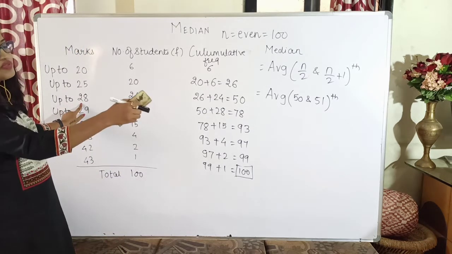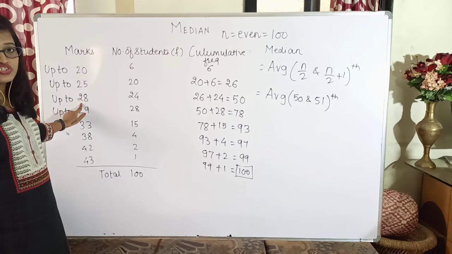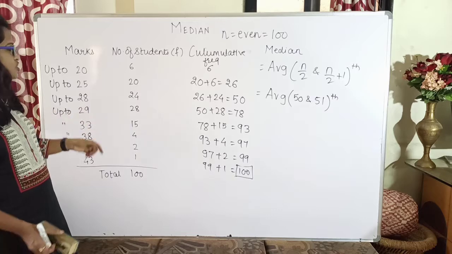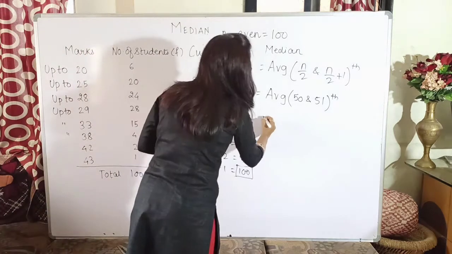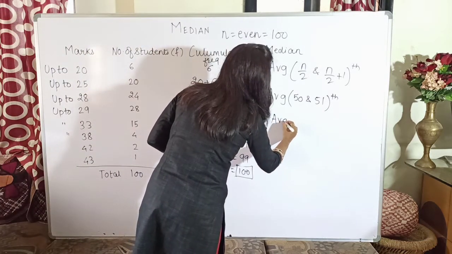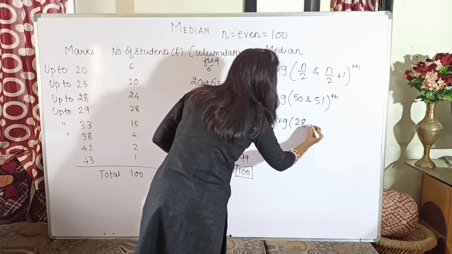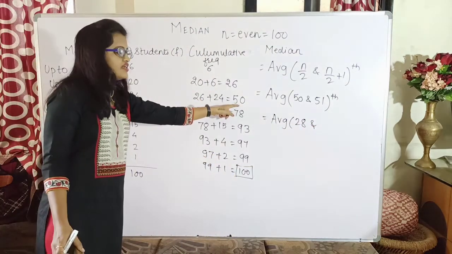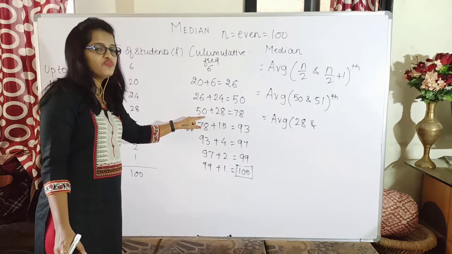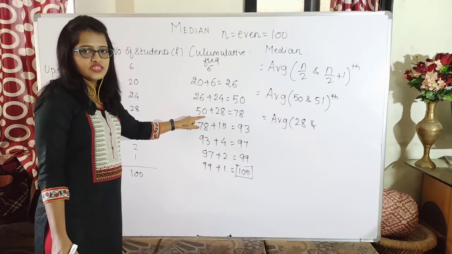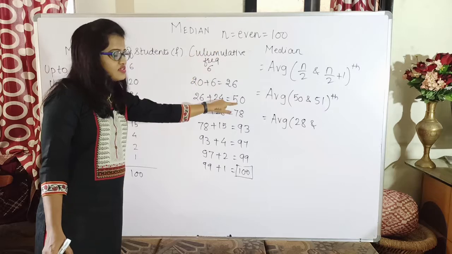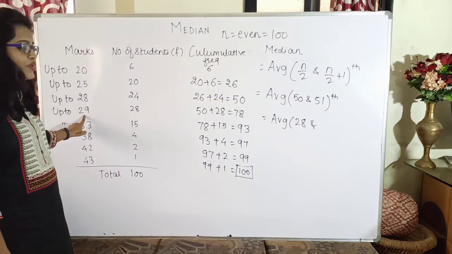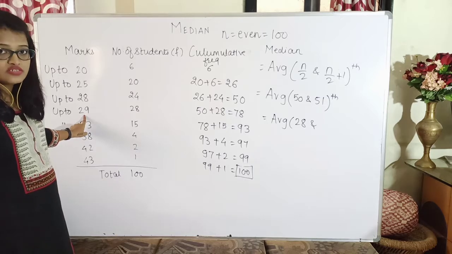As I have told you, from that formula we are just getting the positions, we are not getting the values. So the value present at the 50th position is 28. So here I will write further average of 28 and where will the 51st be? If till here it is 50, definitely the next value will have 51st, isn't it? Till here the total observations were 50 and the next one, which is that 29, it will be 51st, isn't it?